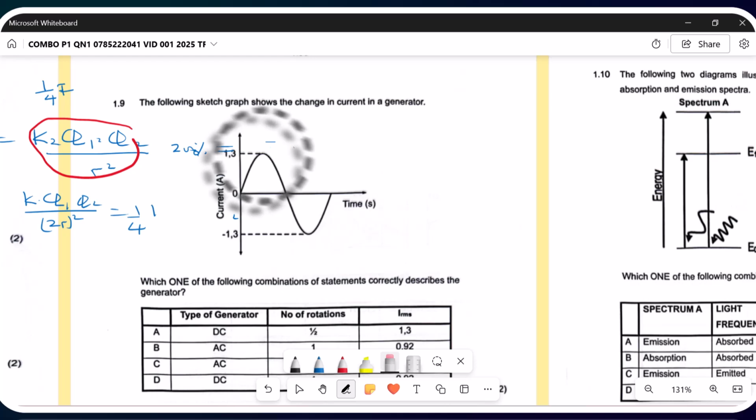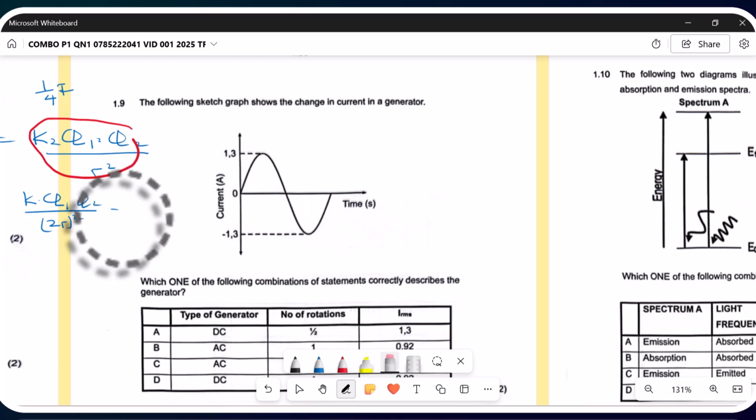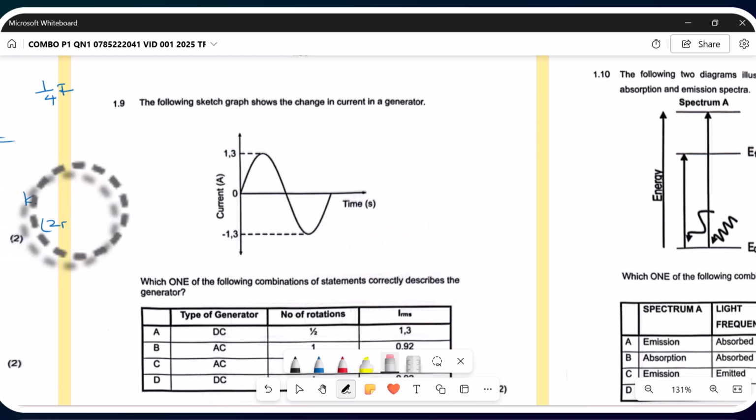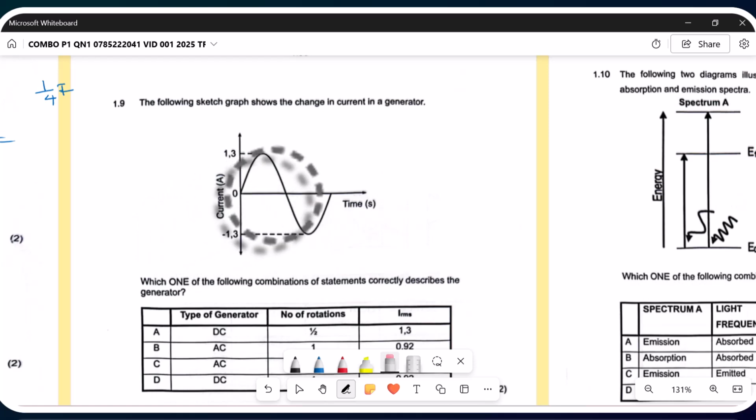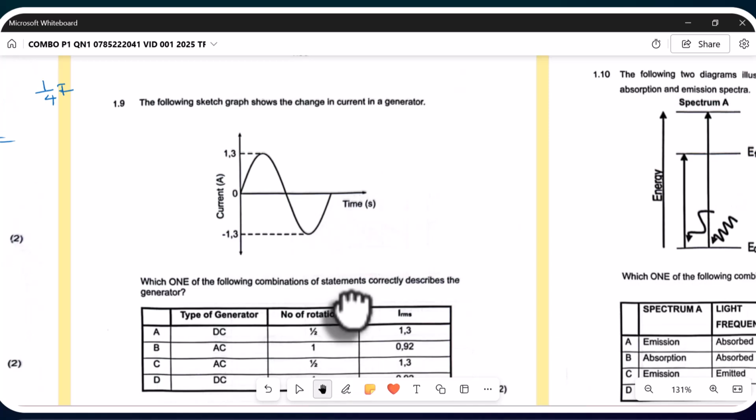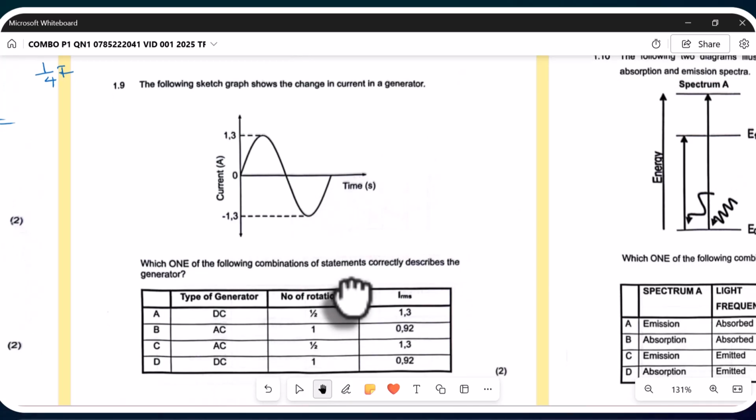So 1.9 from Limpopo. That's how we answer it. It is an AC generator with one rotation and a root mean square current of 0,92 amperes. Don't forget, guys, you must revise the definition of the root mean square current and root mean square voltage before it comes to you.